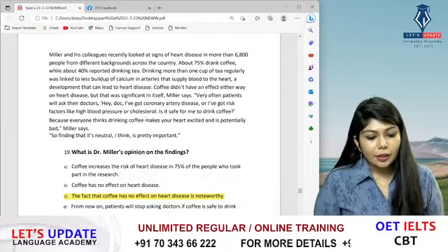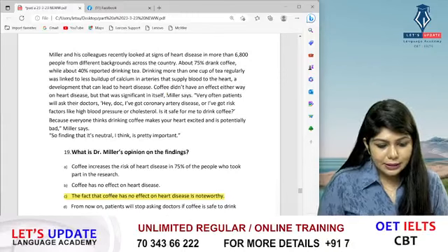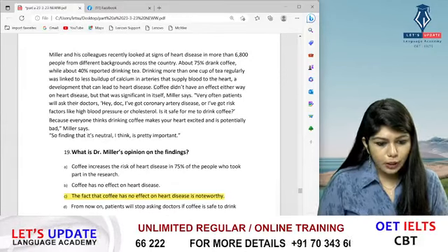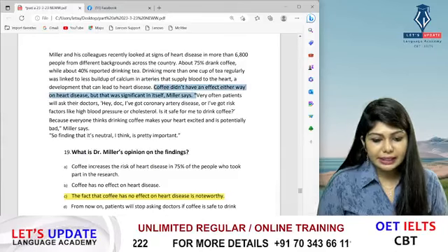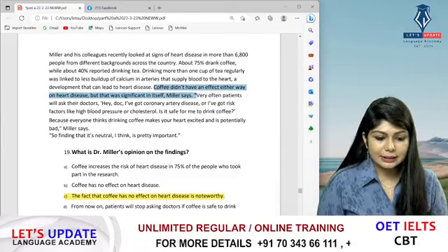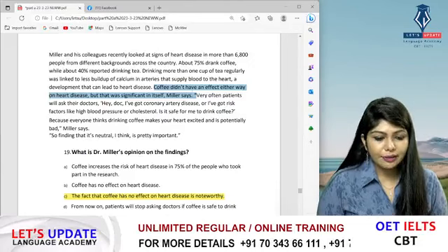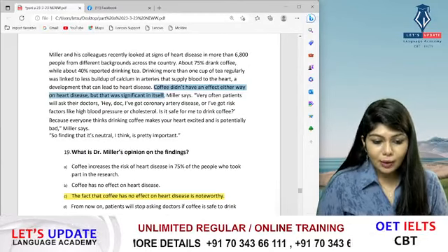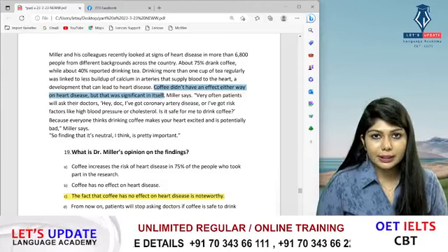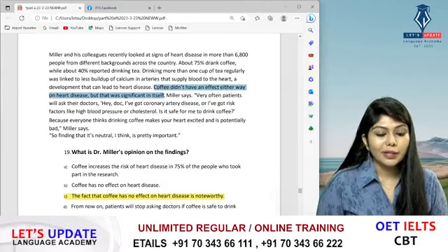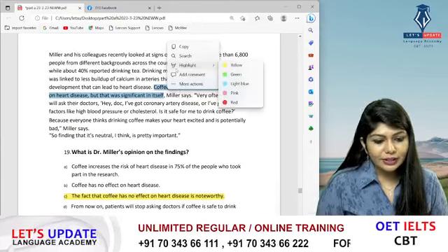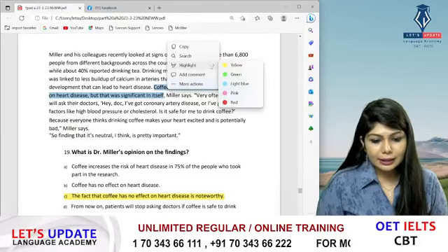And why do we say so? Because it's written here that coffee didn't have any effect either way on heart disease. It means coffee didn't have an effect on heart disease, but that was significant in itself. What do you mean by significant? Important, or noteworthy. So that was significant in itself, that coffee doesn't have an impact on heart disease.